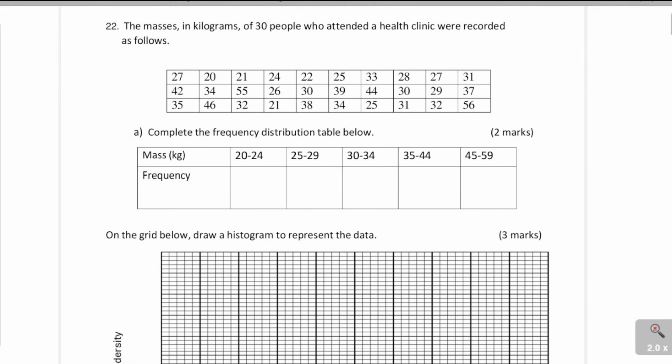Question 22. The masses in kilograms of 30 people who attended a health clinic were recorded as follows. So you have the data there. Part A.